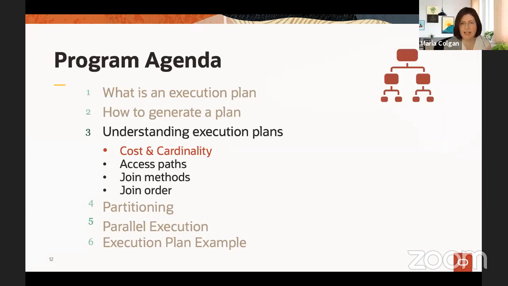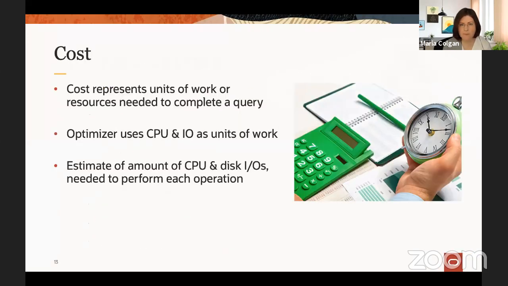Okay, great. So we know what a plan is. We know how to generate it. Let's move on now and start diving into what information is in that plan and how we can read and use that information. One of the most common questions I get is, what is cost? You have a cost-based optimizer. I see a column in my execution plan that's called cost. What is it and what can I do with that?